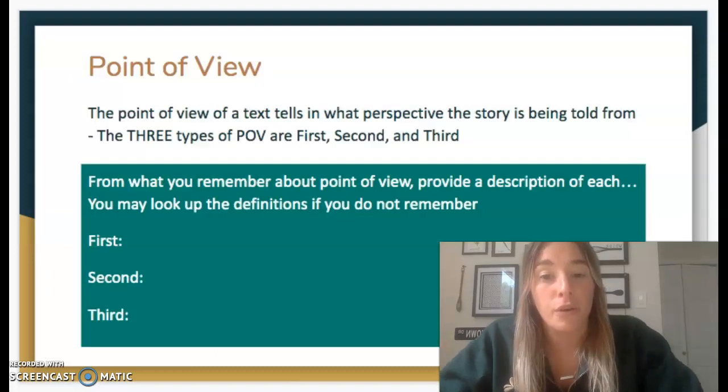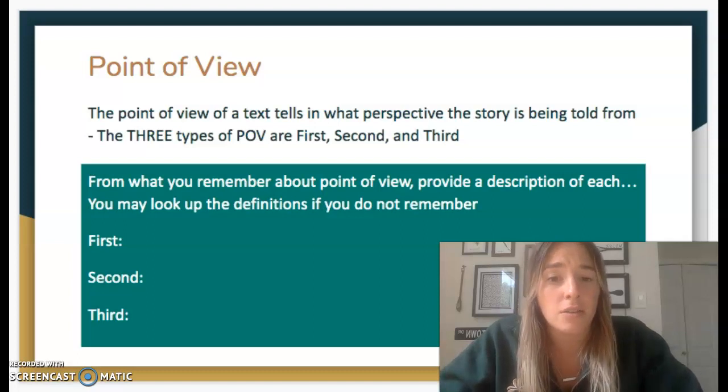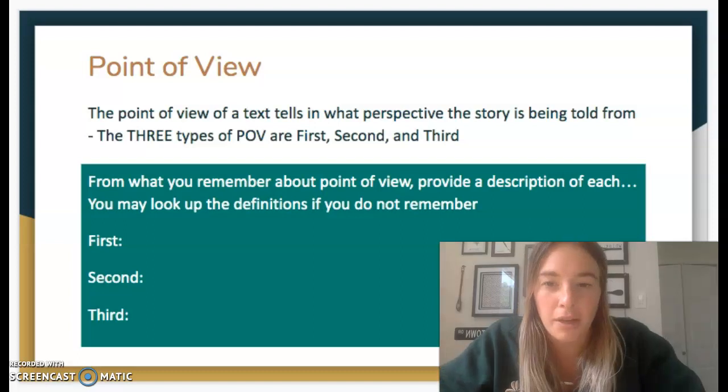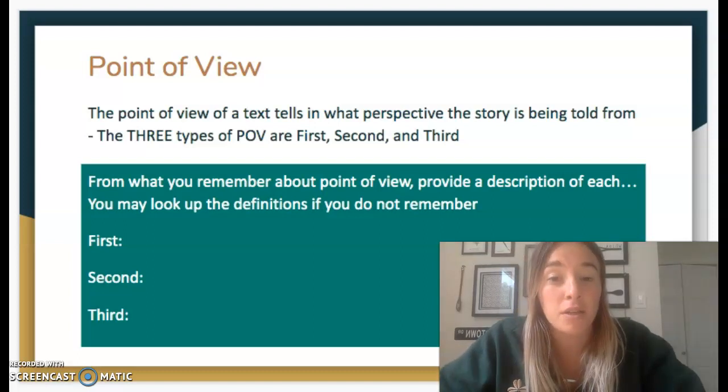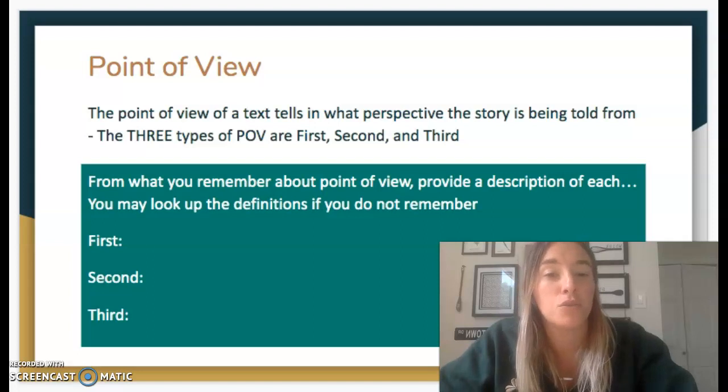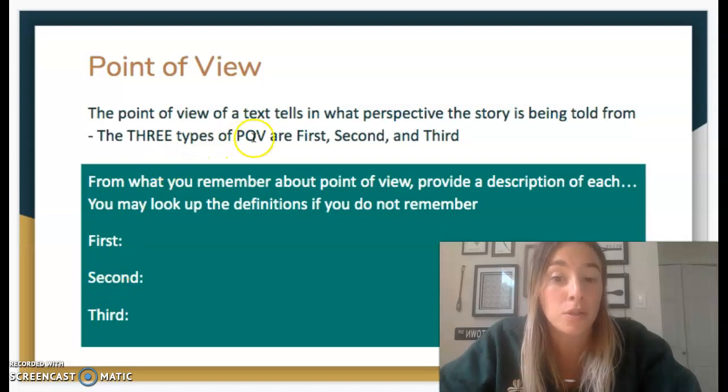All right, so point of view. The point of view of the text tells in what perspective the story is being told from. Sorry, one second. All right, back again. So the point of view of the text tells in what perspective the story is being told from. So the three types of point of view are first, second, and third.